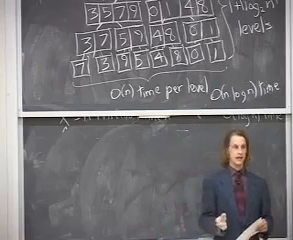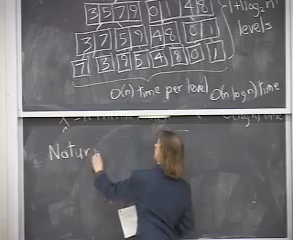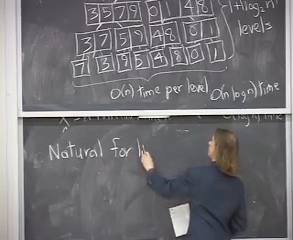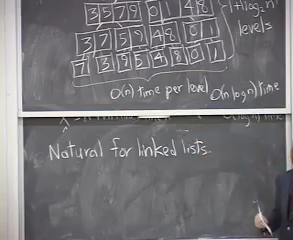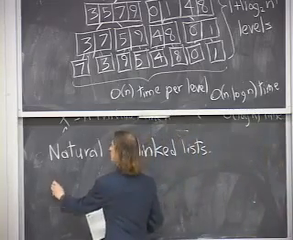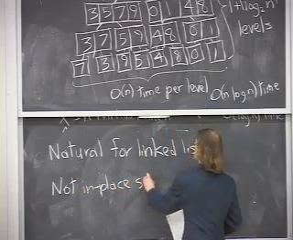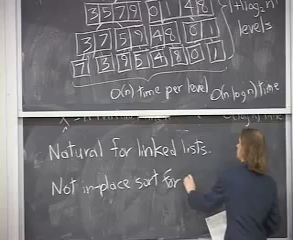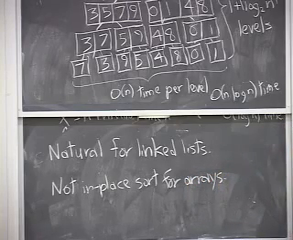So one last word. Merge sort is a natural for sorting linked lists. But it is not an in-place sort for arrays. There's just no simple way, no way that's not incredibly complex, to do merge sort in a single array without using basically a whole other array to do the merging in.